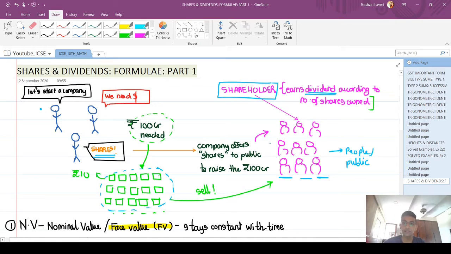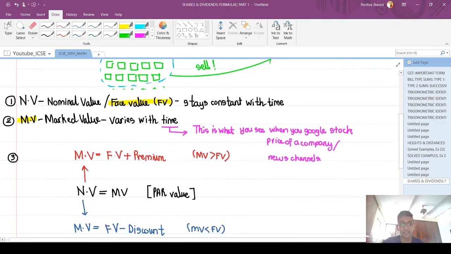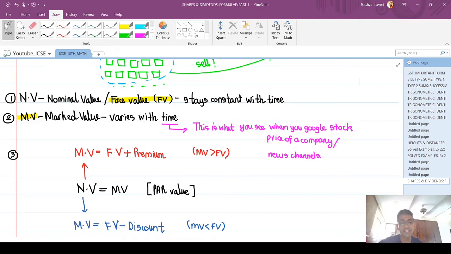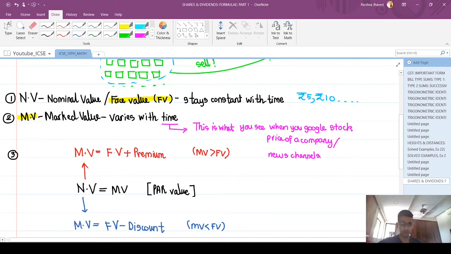All right, now let's look at some terms that you will be dealing with when it comes to sum solving. Firstly, we talk about nominal value or face value of the share. Remember, face value of the share stays constant with time. It's usually numbers like rupees 5, rupees 10. You will look at numbers like this and immediately come to know it's FV or NV.